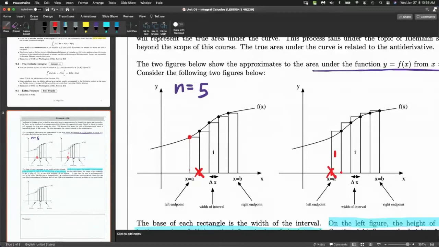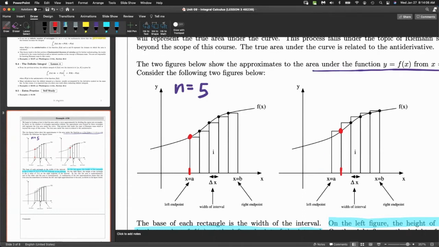We use the y value on the graph over here, or the y value on the graph over here. Depending on whether you use the left endpoint or the right endpoint, you're going to get a different rectangle height. And which one's better? Well, they're both okay. It doesn't matter which one you do because it's an approximation.